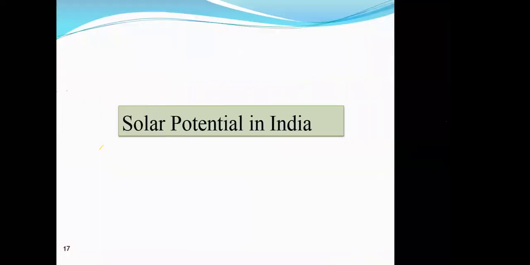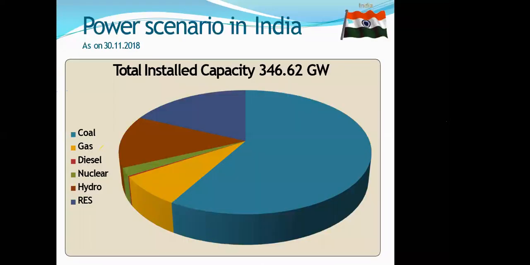So, talking about the solar potential in India, this is the data of 30/11/2018, and you can see the major portion is still coal. The steam power plant, the thermal power plants, have the major portion, then gas, and we can see RES, renewable energy resources, which have this much portion. They are growing slowly, and this is the 2018 data.